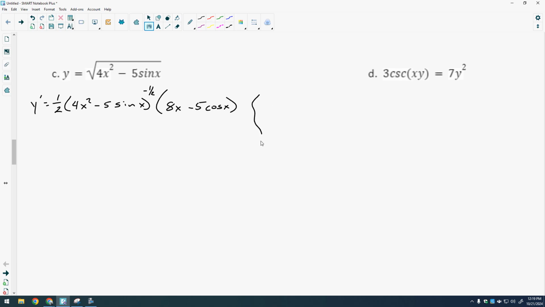Okay, I see a mess. I see an implicit differentiation going on because I have x's and y's all in the same expression. So we're going to do implicit. Leave the 3 alone. We do need a bracket because we're going to have a mess inside of here. You could use a parentheses there too. That's fine. They're both grouping symbols. It doesn't matter.